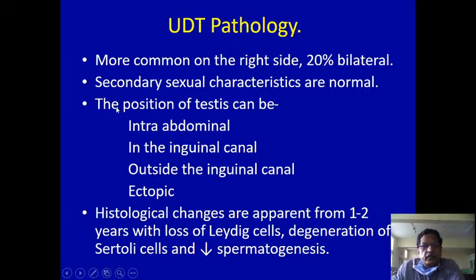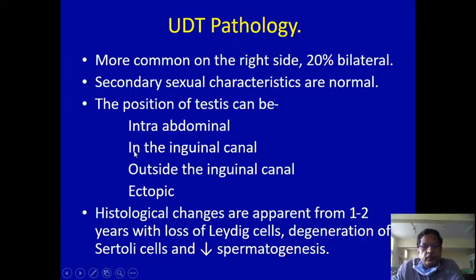The testis can arrest in its descent intra-abdominally or in the inguinal canal or outside the inguinal canal. In the intra-abdominal arrest, usually the common location is just proximal to the internal ring of the inguinal canal. So retroperitoneally, at the level proximal to the internal ring of the inguinal canal, it gets arrested.